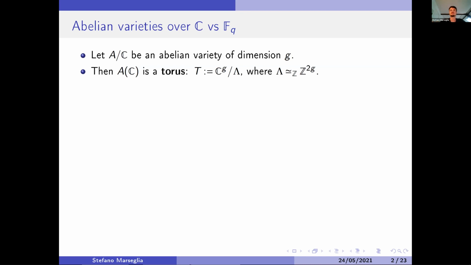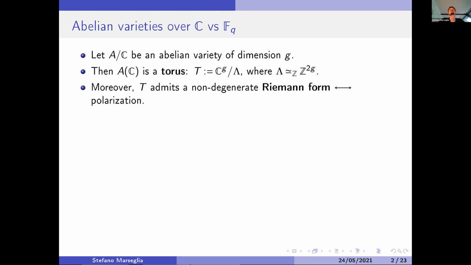Not every torus is an Abelian variety, but only the tori that admit a non-degenerate Riemann form. Indeed, this guarantees that the torus is coming from a projective variety. It's actually algebraic. It's not just a manifold. And this Riemann form actually has something to do with what we call the polarization of the Abelian variety. In some sense, it tells you how the Abelian variety is embedded inside a projective space. So it's some data that we are very interested in.